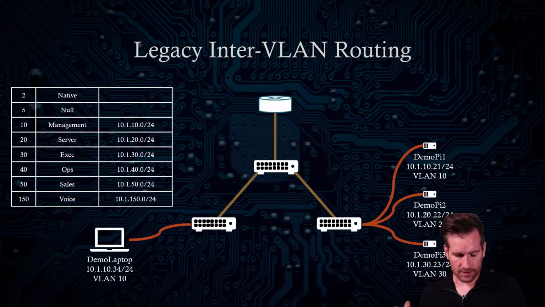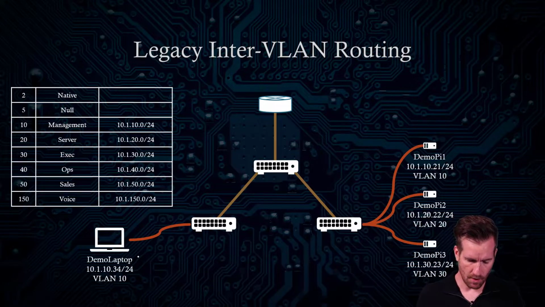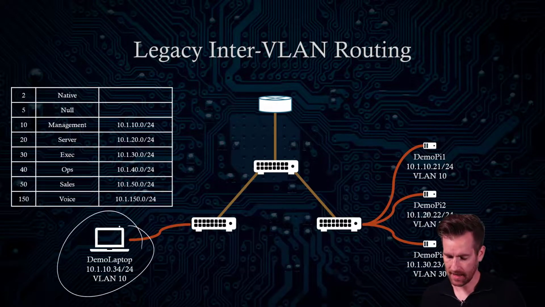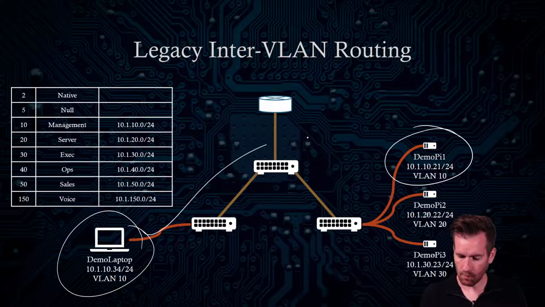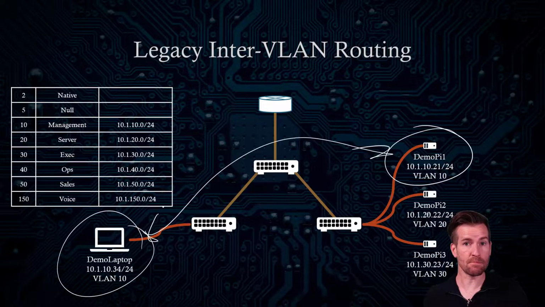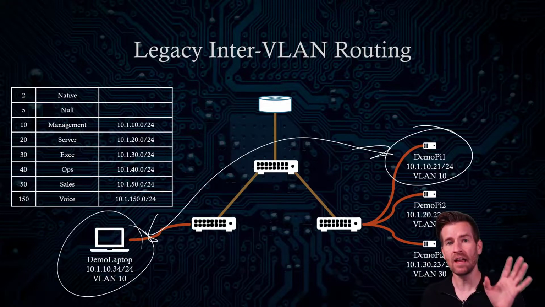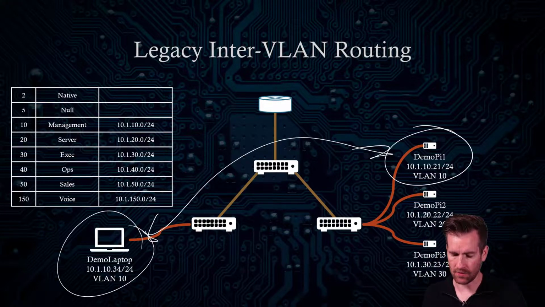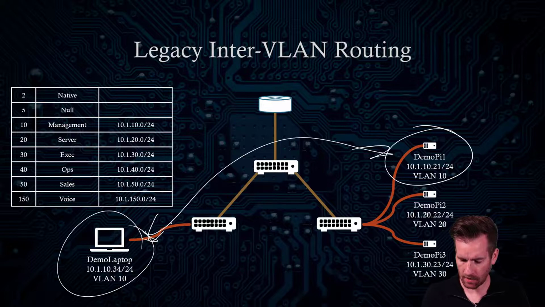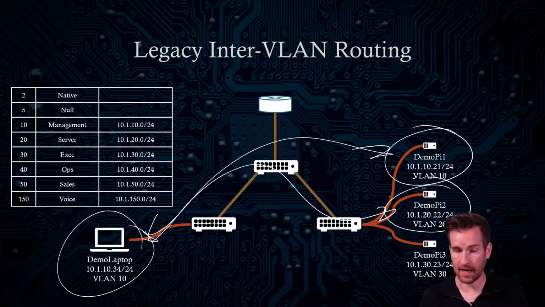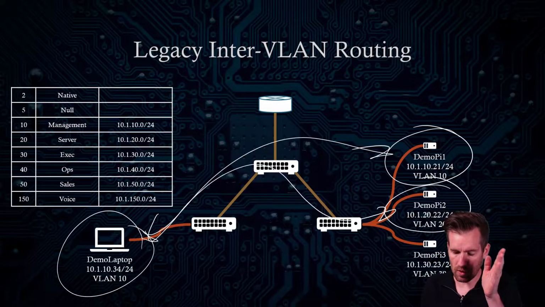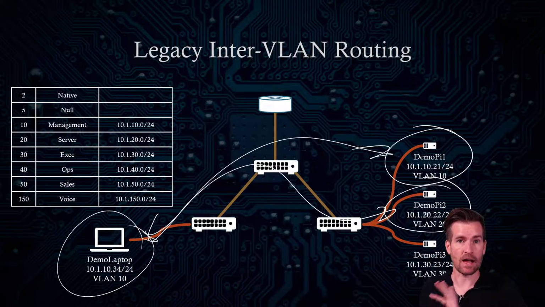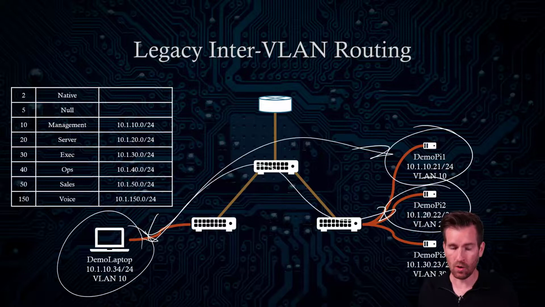This is our network so far. We have our demo laptop, which is set up on VLAN 10. We have our demo Pi, which is set up on VLAN 10. And we already can ping between these devices. So we know we have VLAN connectivity throughout this network. What we can't ping right now is anything on VLAN 20. So we're just going to set up pinging between VLAN 10 and VLAN 20. That's all we're going to do for this demo.